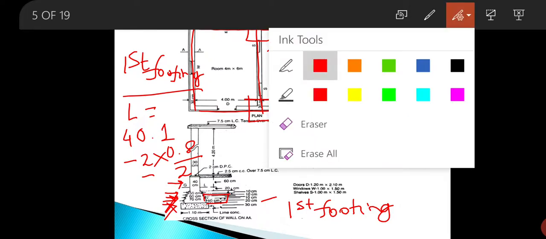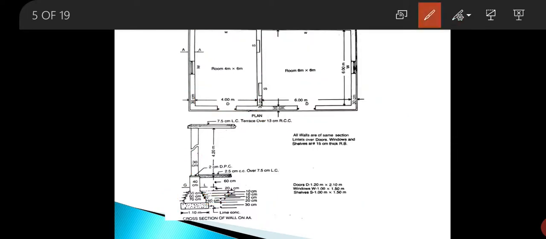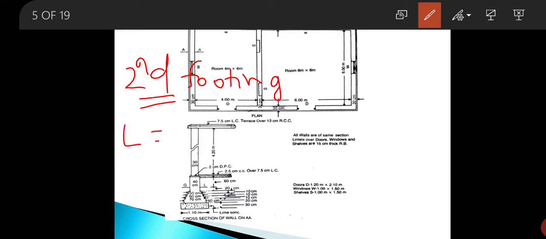Okay, for second footing, in the same manner, for second footing, the length will be equal to, what is the length? Total length is 40.1. So from that, the portion which are excess have to be deducted.